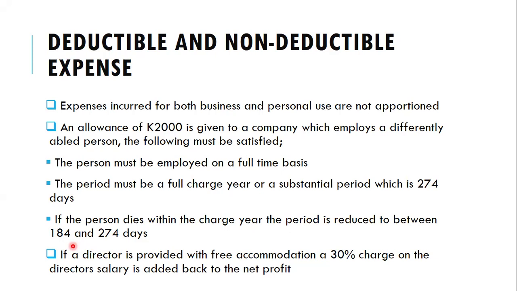So you also have to be alert when they talk about salary, maybe the salary of a finance director, a managing director, or a marketing director. Then you have to know that a 30% accommodation charge on that particular annual income is supposed to be added back to the net profit.